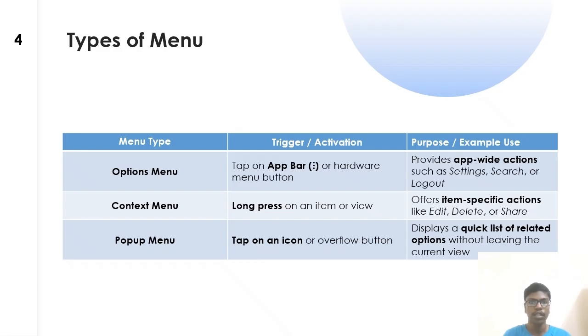Second, the context menu. This is activated by long press on an item or view. It offers item-specific actions like edit, delete for the item you are interacting with, not the entire app. Third, the pop-up menu. This appears when you tap on an icon or overflow button, displaying a quick list of related options without leaving the current view. For today's presentation, we'll be focusing primarily on the context menu. Let's dive deeper into the context menu specifically.